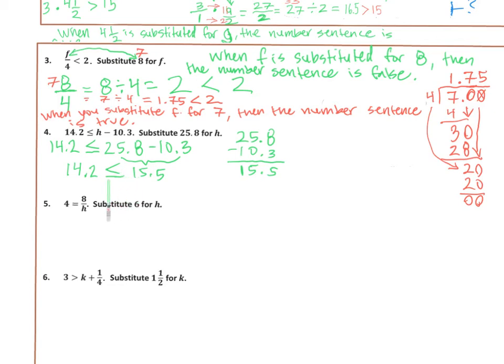So these give us two different things. It can either be equal, that's why it's half of an equal sign, or it could be less than, okay? So let's see here. Since that statement is true, we're going to have to figure out what's going to make it untrue, but we're going to have to write down in a complete sentence that it was true first. So when h is substituted for 25.8, then the number sentence is true.